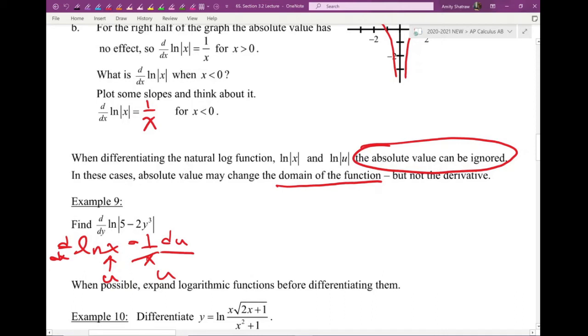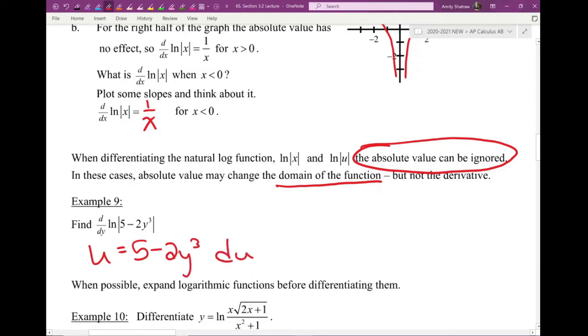That looks really messy, so I'm going to get rid of it. But if u, the function inside those absolute values, is 5 minus 2y cubed, then du will be, well, what's the derivative of 5? It's 0. What's the derivative of negative 2y cubed? That would be negative 6y squared. So my answer will be du over u is negative 6y squared over 5 minus 2y cubed. And to my knowledge, there's nothing to simplify there.